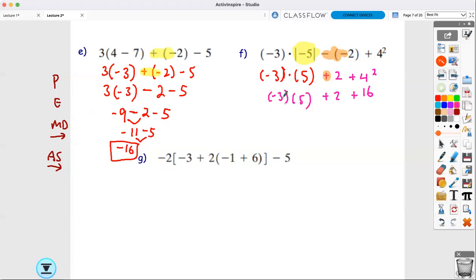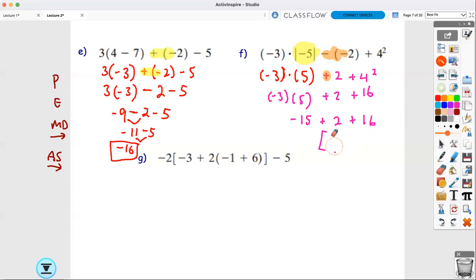Now we're going to multiply. -3 times a +5 is a -15. Now I'm going to bring down everything else. -15 plus 2. I owe my bank $15, but gave them 2. So I only owe them 13. So -15 plus 2 is -13. Then -13 plus 16. So we owe the bank 13, but we give them 16. So now we just have 3 for ourselves.